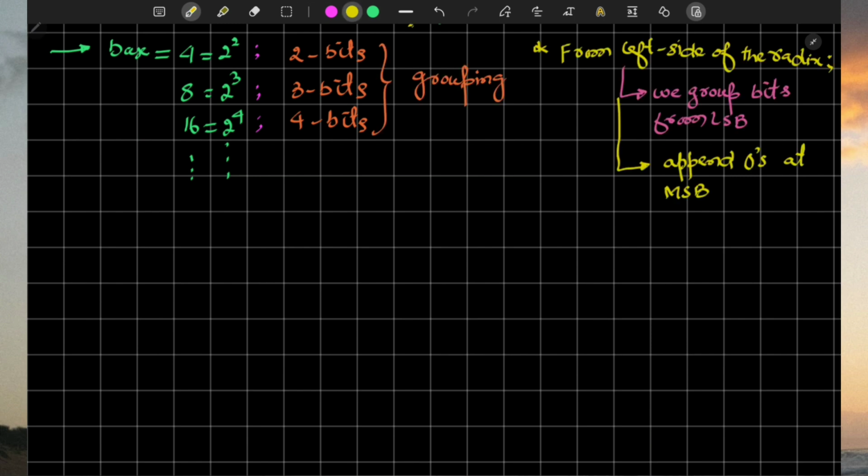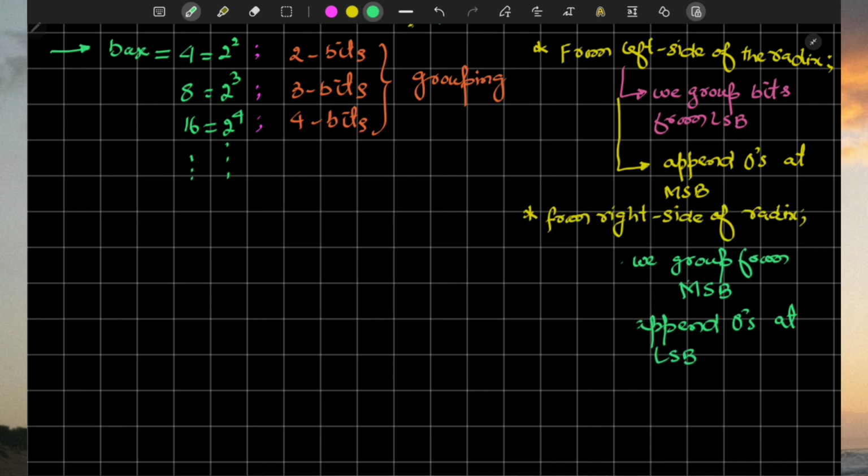While grouping, it has to be kept in mind that if the given binary number has an integer part and a fractional part, then for the left side of the radix, we have to group from the LSB, and append some zeros at the MSB to form the complete groups. Similarly, for the fractional part, that is for the right side of the radix, we have to group from the MSB and append some zeros at the LSB to form the complete groups.